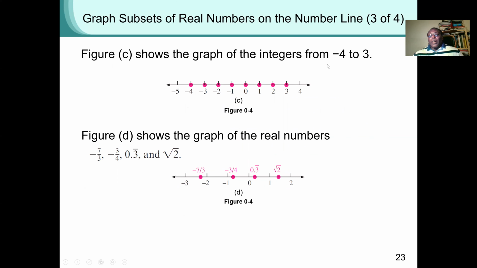And this is another graph from -4 to 3. So I know 0 is in the middle. To the right will be positive values. To the left will be negative values. So from -4 to 3 will give us this graph.